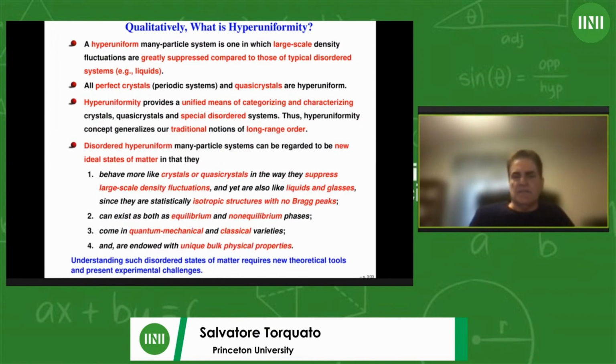And you can think of these disordered hyperuniform many-particle systems as new ideal states of matter in that they first behave more like crystals or quasi-crystals in the way they suppress large-scale density fluctuations, and yet are also like liquids and glasses since they are statistically isotropic structures with no Bragg peaks. They can exist as both equilibrium and non-equilibrium phases. They come in quantum mechanical and classical varieties, and they're endowed with unique bulk physical properties.